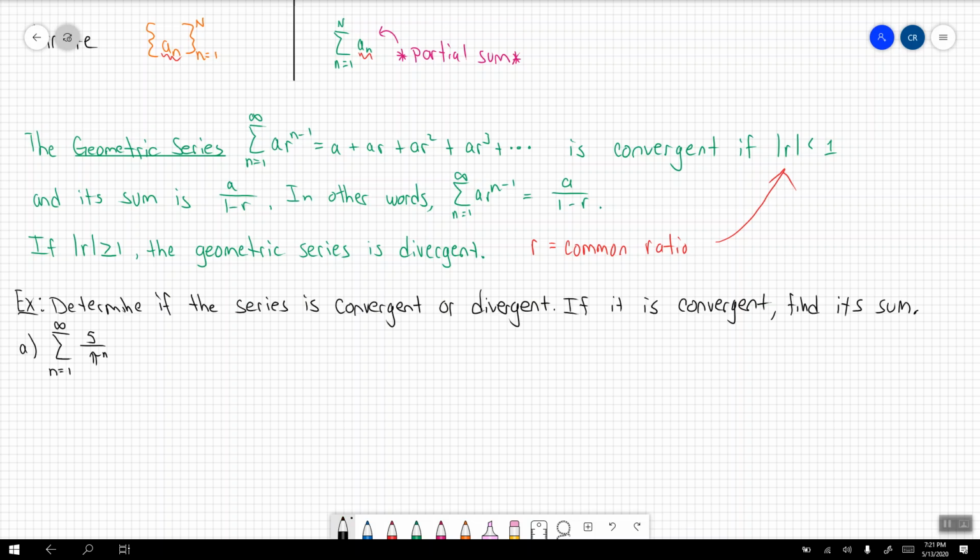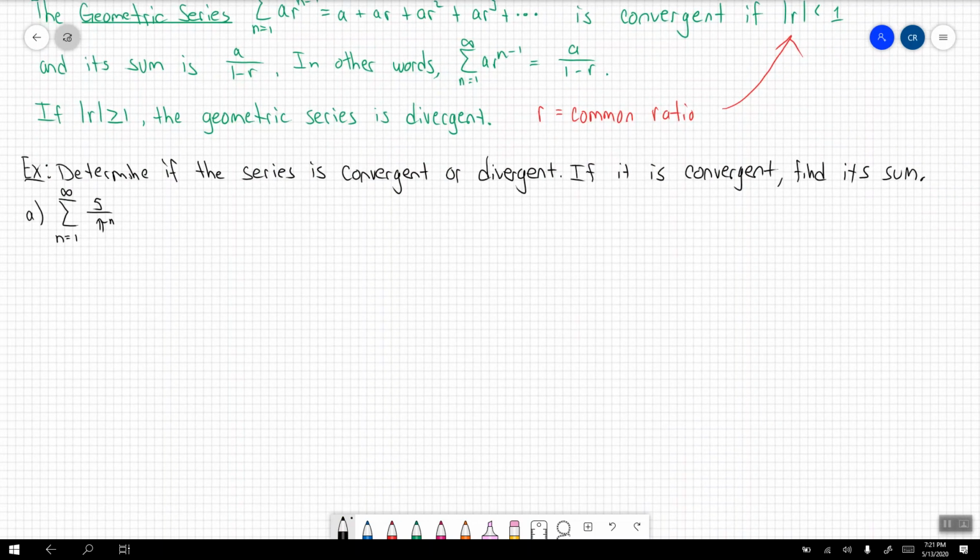All right, so here's your question that says, we want to determine if the series is convergent or divergent. If it is convergent, find its sum. So what I'm going to do here is use a few properties that we learned back in algebra. That property is that if I have a constant multiplying my function inside of my summation, then it can factor out. So what I have here is this function.